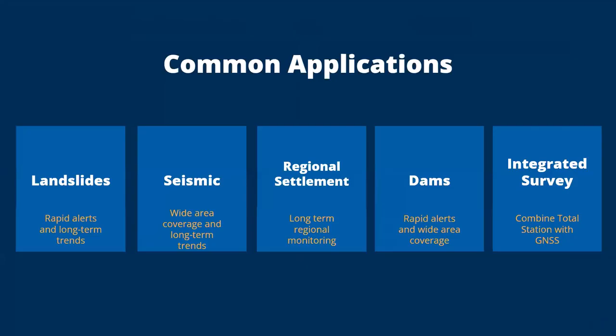Some common applications for GNSS. Really, the most simple application is just measuring the location consistently over time. There's a lot of places that we can do it. When we talk about monitoring, there are a few that really stand out. So one is landslides and seismic and regional settlements.